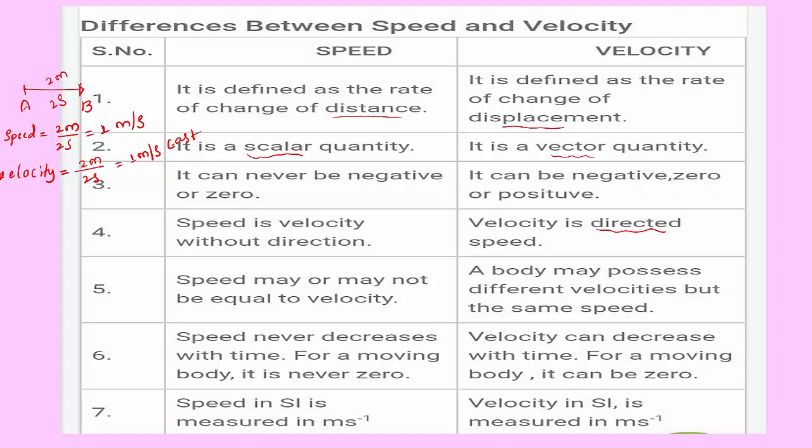Then the last difference, speed in SI is measured in meter per second. The SI unit of speed is meter per second. Similarly, the SI unit of velocity is also meter per second. So these are some differences between speed and velocity. In today's class, we have studied their definition, SI unit, and which type of quantity speed and velocity are. If you understand distance and displacement, then it is easy to remember speed and velocity.